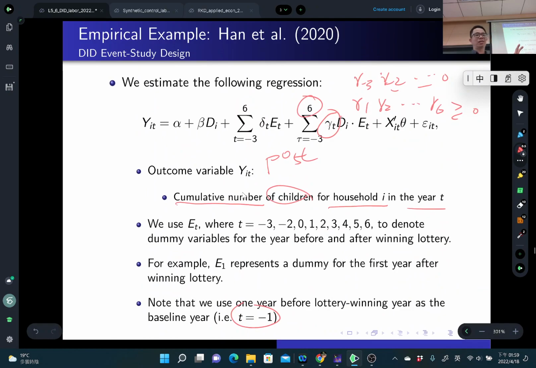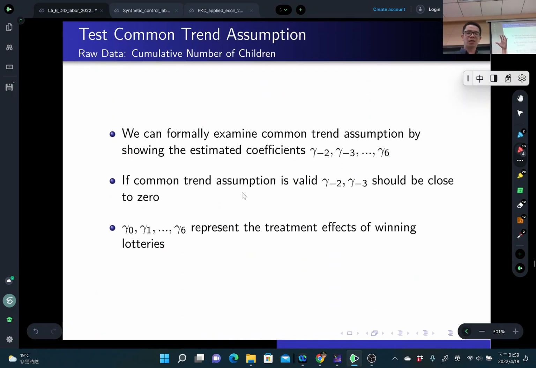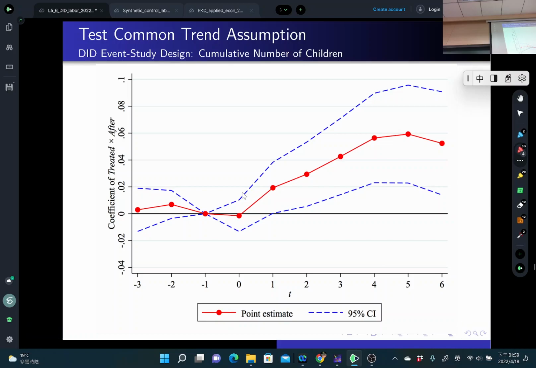Okay, so let's use this example to show you how to examine the common trend assumption. It's also useful that you can use the difference event study design to display your result, because you can show the effect over time, not just before and after treatment happened. But it's also easier to summarize the result using the simple difference before and after, because you can just give the number to show the average effect on the outcome over the post-treatment period.